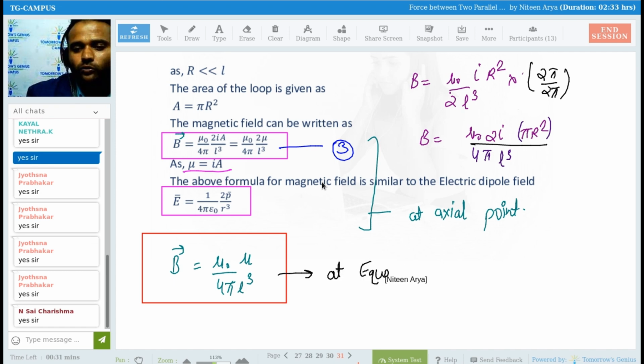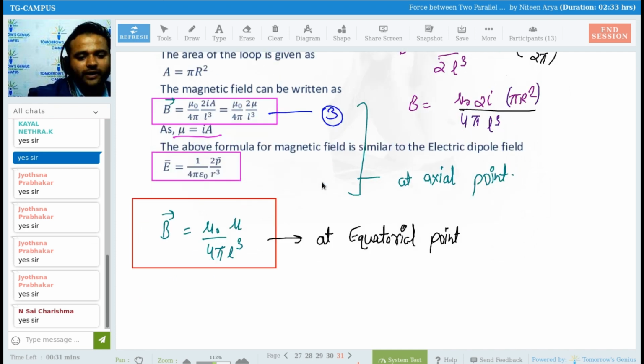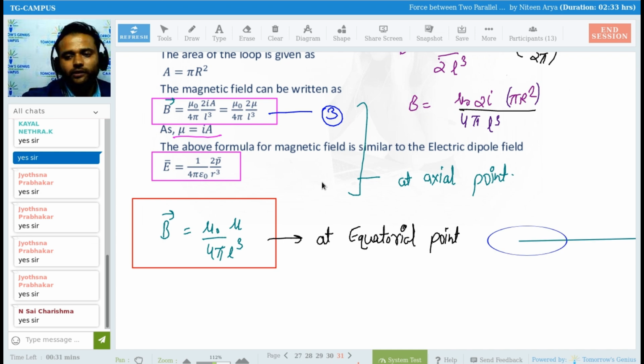What is the meaning of this equatorial axis? Can anyone please tell me? Instead of this particular perpendicular, suppose this is your loop, and instead of the perpendicular thing, if I draw this, so this is your equatorial point. Clear one?